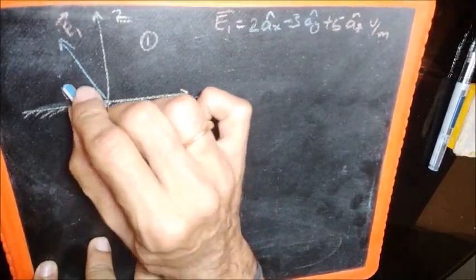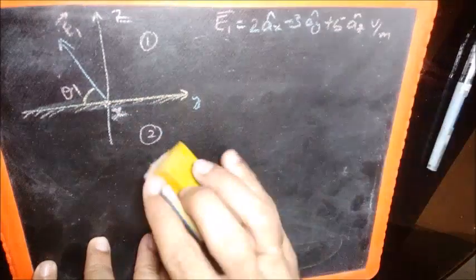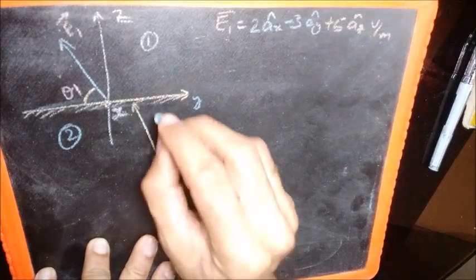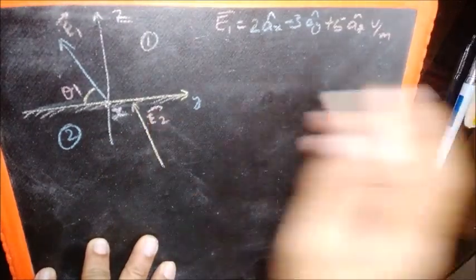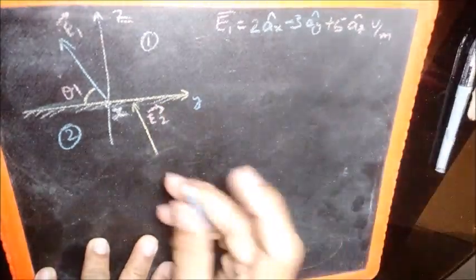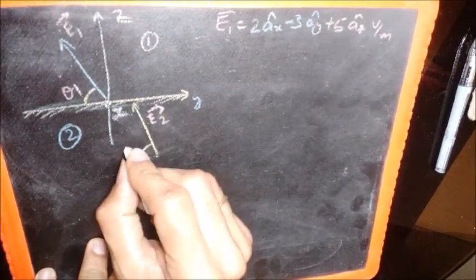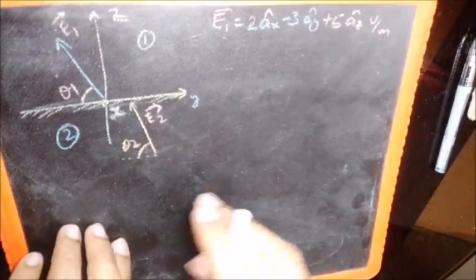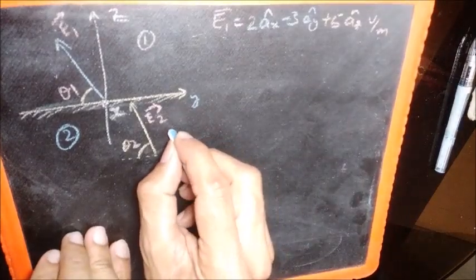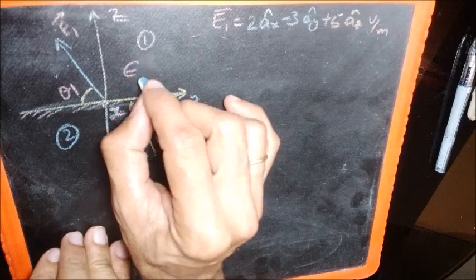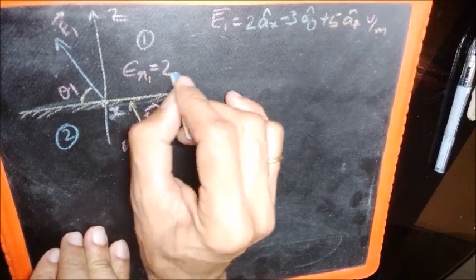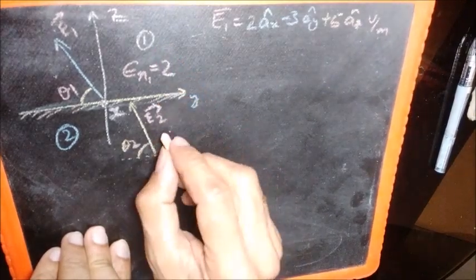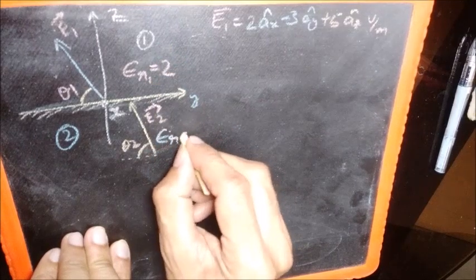So theta 1 is this angle, and let's say that this is region 2. Let's say this is E2, and this is theta 2. So that's what we are supposed to find out. And further we are told, again, I don't think it was mentioned in the statement of the problem, this also should have been there, epsilon R1 is equal to 2. So in region 1, the relative permittivity is 2 and epsilon R2 is 5.